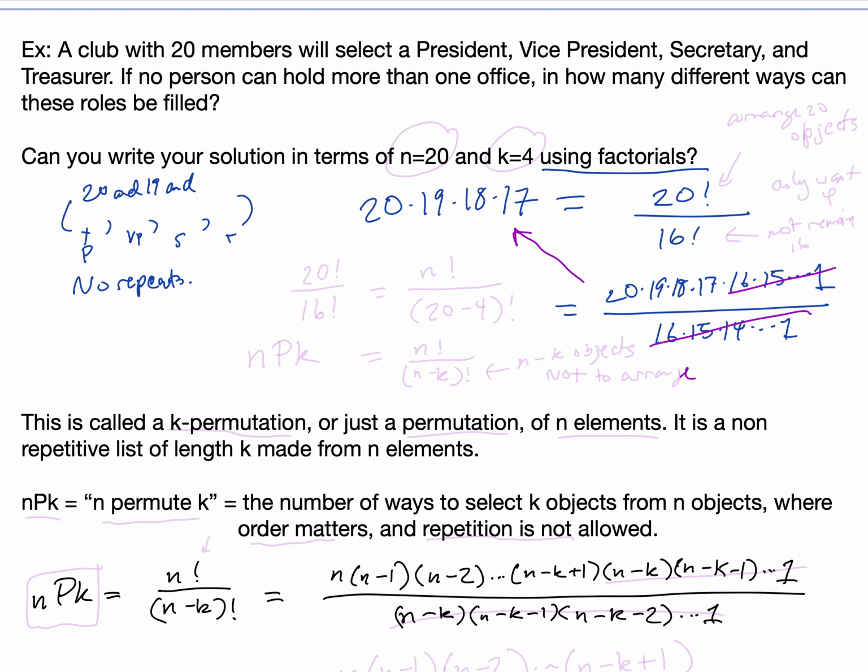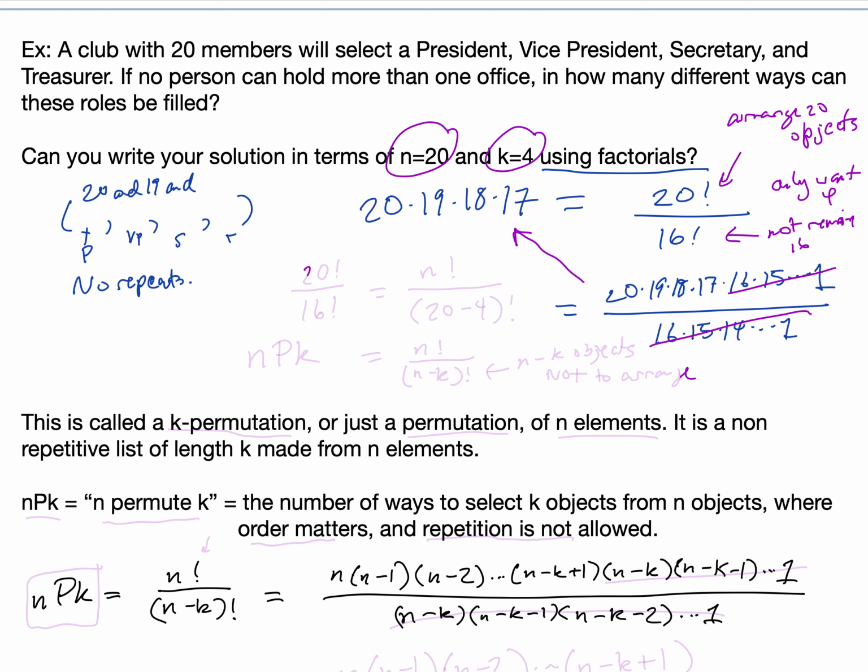Why does this make sense logically? Well, we have 20 objects, but we only want 4 of them. So, if we normally think of 20 factorial as the number of ways to arrange 20 objects, we don't want to arrange 16 of them. So we only want 4 of them, not the remaining 16. So we're sort of dividing out by the number of ways to rearrange the remaining 16 objects that we're not interested in. Now let's think about that in terms of our n and our k.